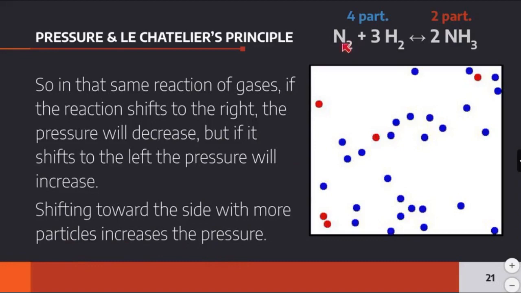And we find whether there are more particles by counting up the coefficients on each side. We don't care about the little 3s or the little 2s down here. They just reach the most stable state as far as the electrons go. But here we just say 1 N2 plus 3 H2s gives us a total of 4 particles. Here we just have 2 NH3s for 2 particles. Shifting to the right decreases the pressure. Shifting to the left would increase the pressure.